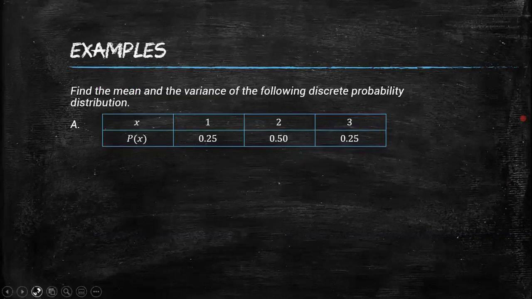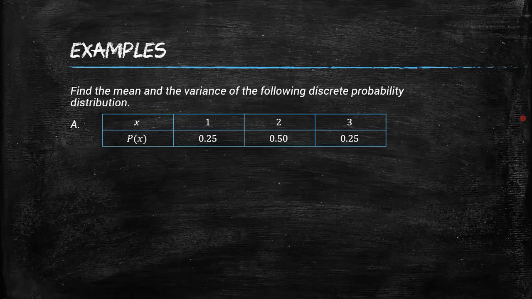Ayan siya. So, katulad ng sinasabi ko, itry nating isolve yung mean and yung ating variance. Find the mean and the variance of the following discrete probability distribution. Ngayon, class, meron na tayong discrete probability distribution. Para ma-solve natin yung mean and variance, kailangan discrete probability distribution yung nasa table. Okay? Ayan po. So, ano yung formula natin for the mean? Sige nga, recall natin. We have the mu is equal to the summation of x times p of x.